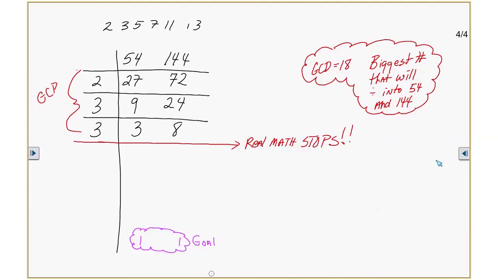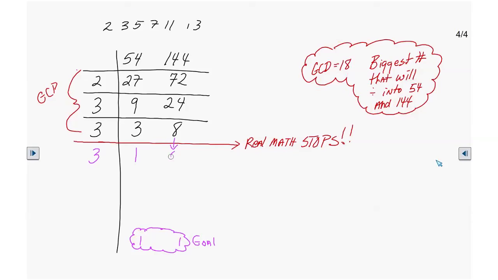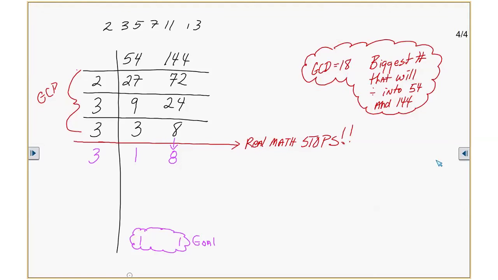So which one of those numbers will go into 3? 3, so I put a 3 here. And 3 will go into 3 one time, but 8, just what? Comes down. Because I can't divide 3 and 8. So just bring it down. That's the magic number.